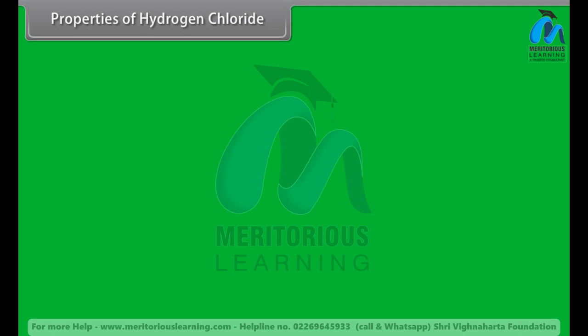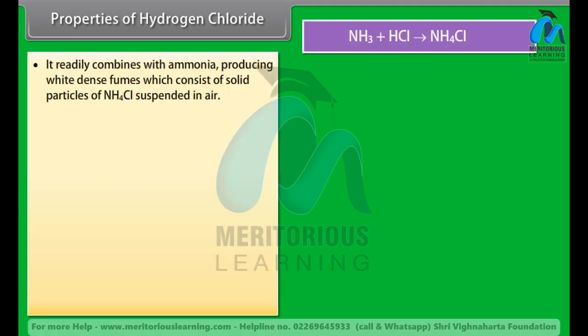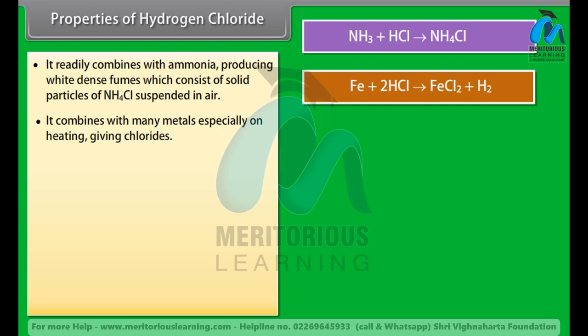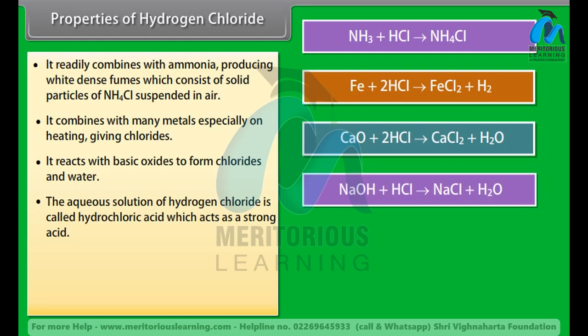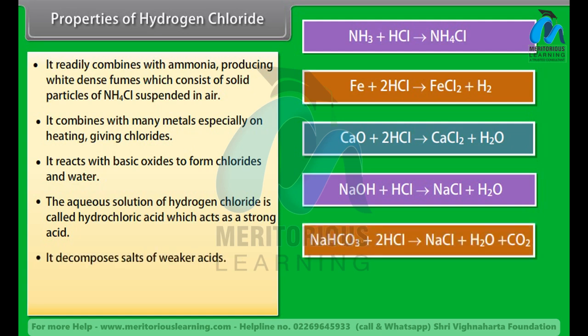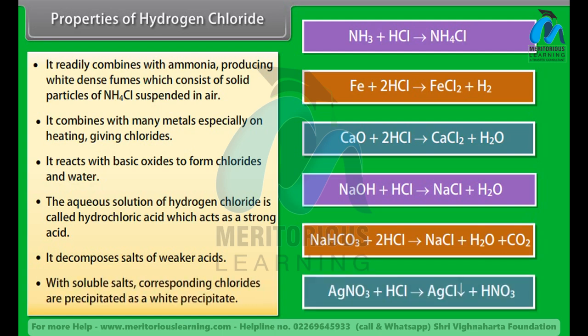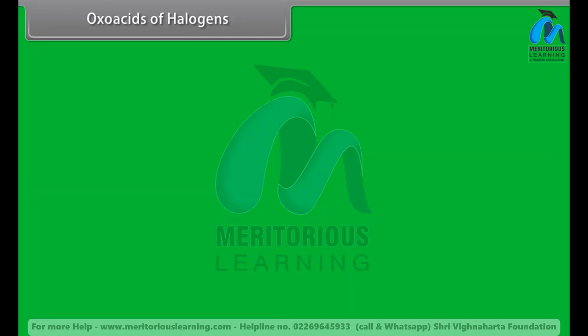Properties of hydrogen chloride. It readily combines with ammonia, producing white dense fumes which consist of solid particles of NH4Cl suspended in air. It combines with many metals, especially on heating, giving chlorides. It reacts with basic oxides to form chlorides and water. The aqueous solution of hydrogen chloride is called hydrochloric acid, which acts as a strong acid. It decomposes salts of weaker acids. With soluble salts, corresponding chlorides are precipitated as a white precipitate.